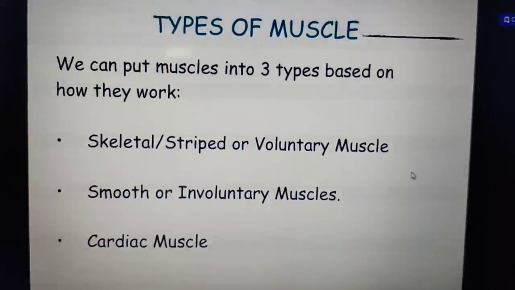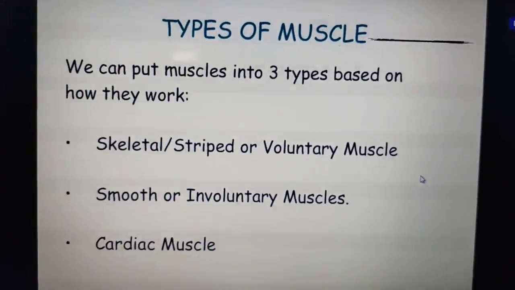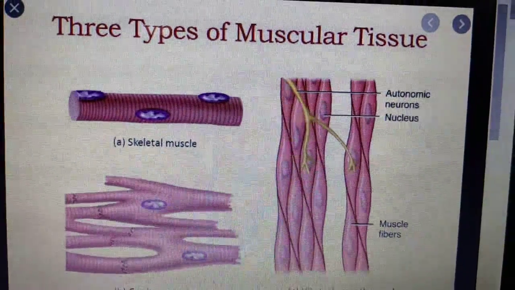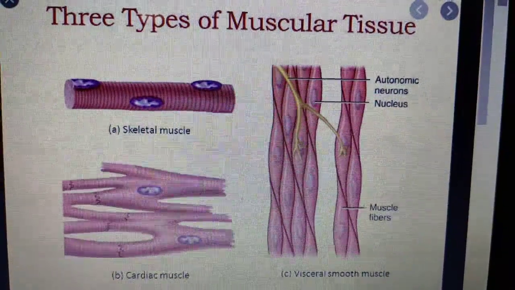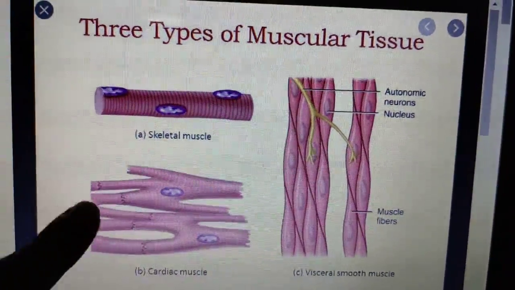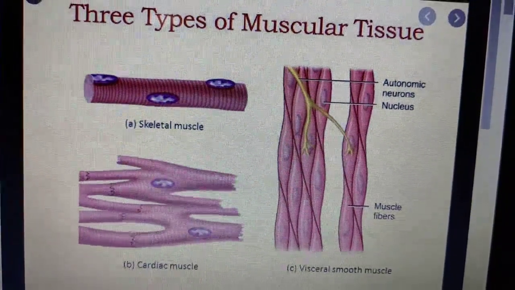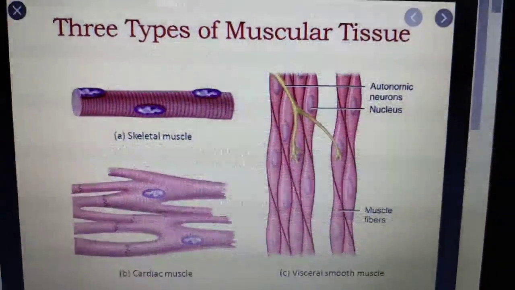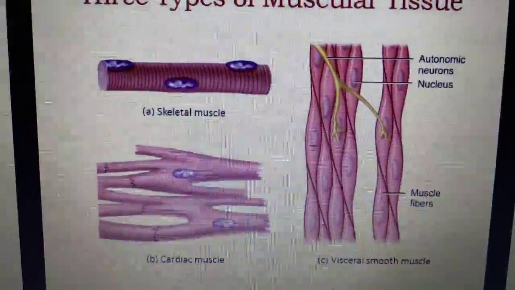I will show some images for you for your better understanding. So look at here. These are the 3 types of muscle. Okay, it's a skeletal muscle and the smooth muscles and the cardiac muscle. So here only we make a difference.